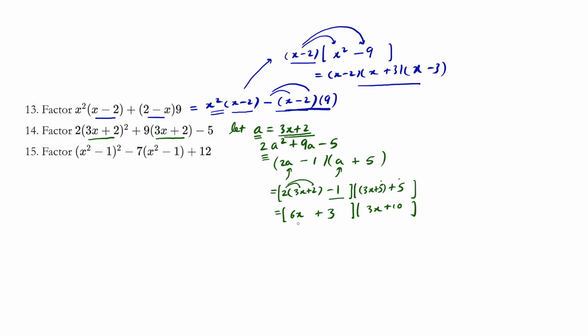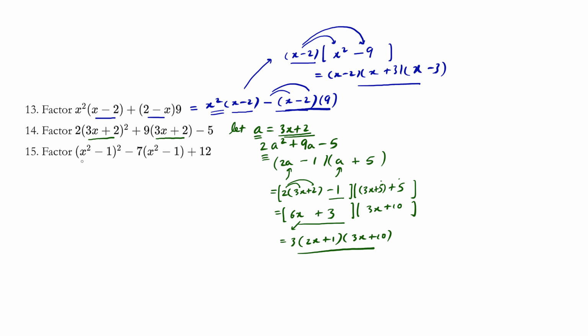And remember that you can continue to factor. Keep on going. You can even pull out a 3 here. Let's pull out a 3 out of this factor over here. So this is 3, bracket, 2x plus 1, 3x plus 10. And now we've fully factored.